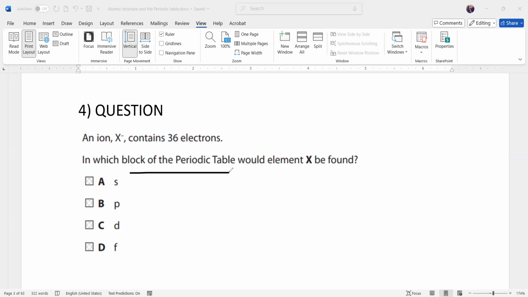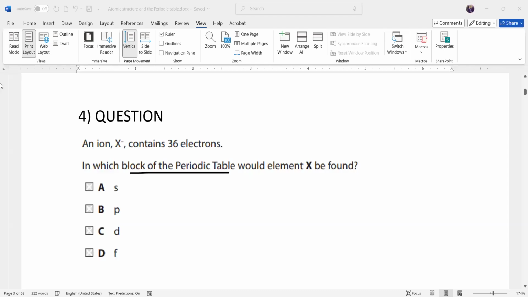So what could be the answer for this? Because the ion X has a negative charge and 36 electrons. So if it was an atom, how many electrons will it have? It will have 35 electrons, because a charge of negative one means it has an additional electron. So the total, including the additional one, is 36. So how many electrons will be there in an atom of X? Whenever you identify the block of an element, it's always for the atom, not for ions, because in the periodic table we don't represent the ions, we represent the atoms.